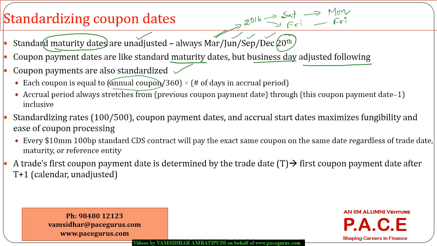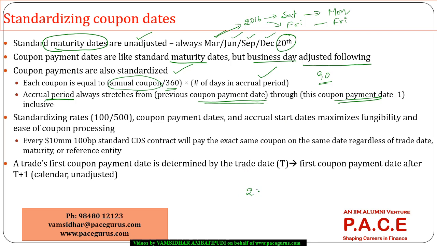I take the annual coupon, whatever the number is, divided by 360, multiplied by the number of days in the accrual period. So it need not be 90 in all the periods. In some periods it could be lesser, in some periods it could be more. That is how each coupon is typically computed. How much coupon has to be paid is computed through this mechanism. Whenever we use the word accrual, it's the time for which the coupon is yet to be paid. So we look at the previous coupon payment date through the current coupon payment date minus 1. That is what we call the accrual period.